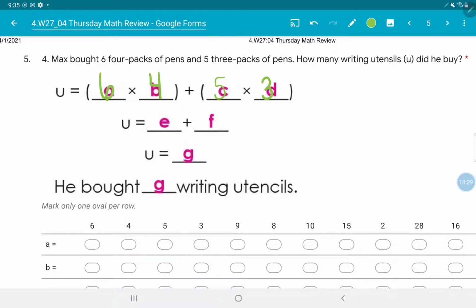Okay, so you did 6 times 4, which was 24. And then 5 times 3 is 15. And then these are added together. Okay, so if I add 24 plus 15, then I would get 39. So he bought how many writing utensils? 39.